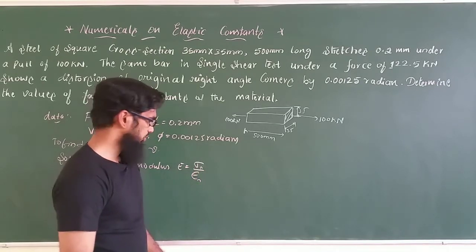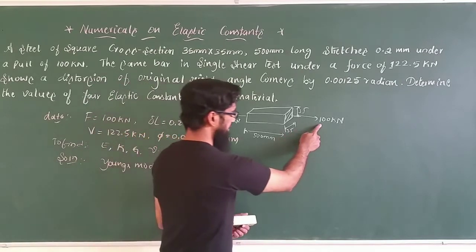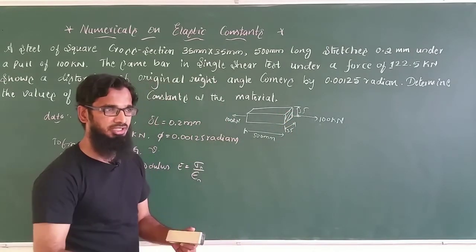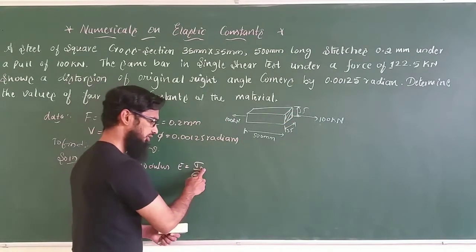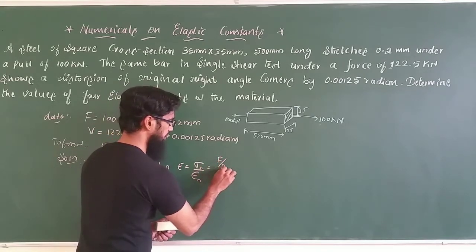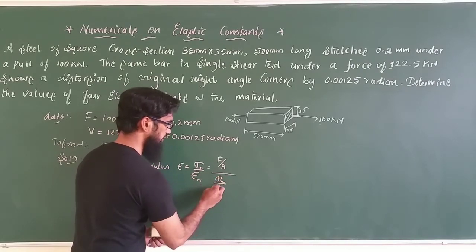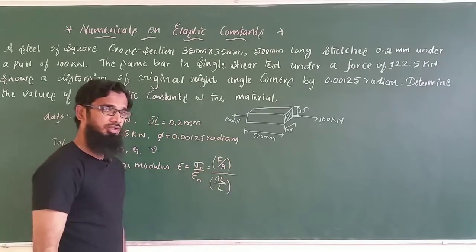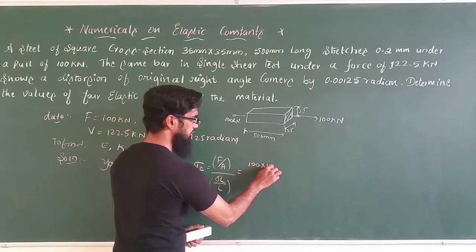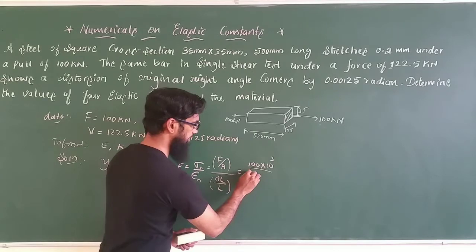The normal stress is the load acting in a direction, divided by the area perpendicular to the load. So the normal stress is load by area, F by A. The strain is the change in length to the original length. Now we simplify this. The force is 100 into 10 power 3, the axial load, and A is the cross-sectional area, 35 into 35.